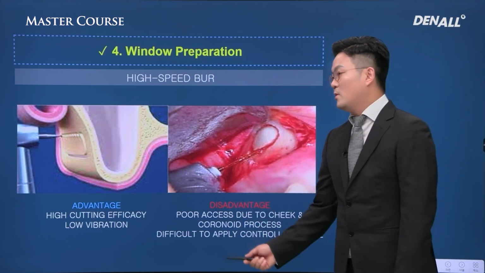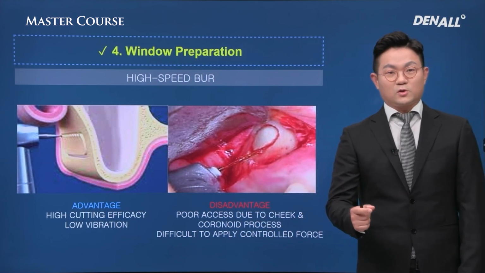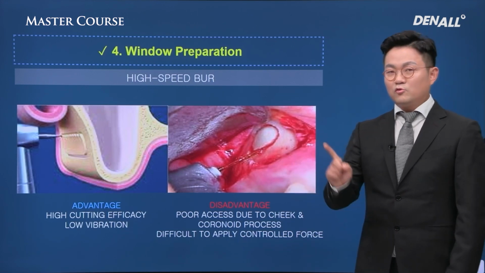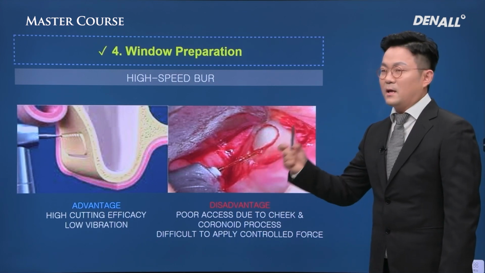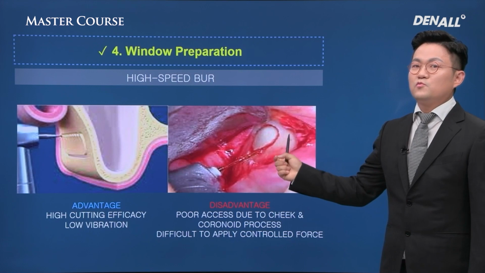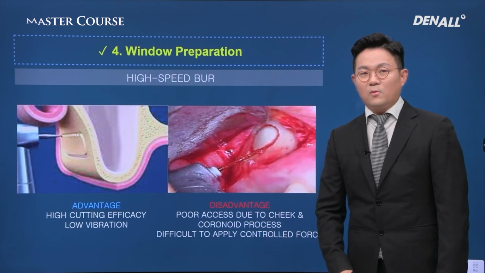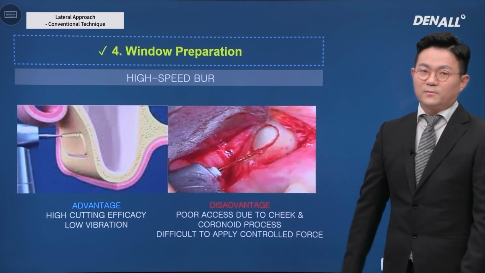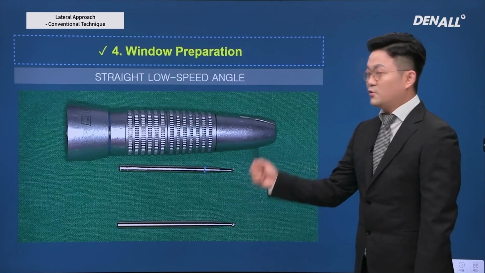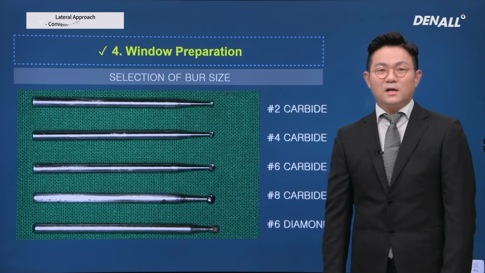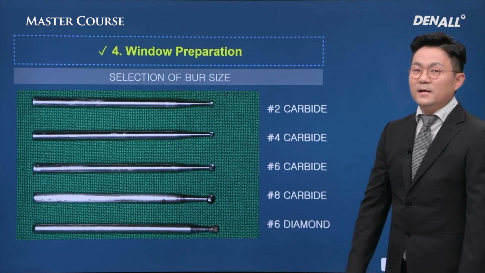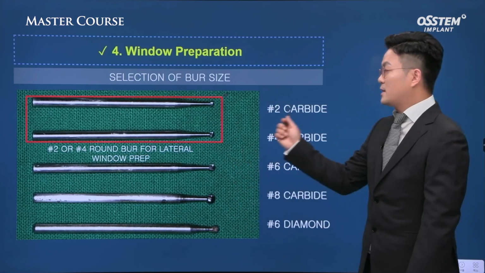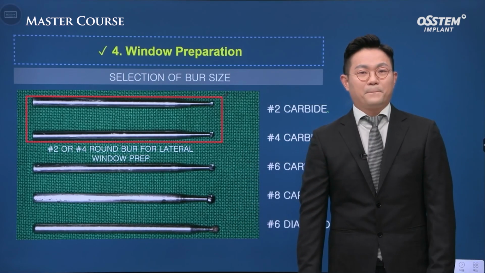High speed bur, sometimes it's a clean cut and has a higher vibration, but the disadvantage is that there is a curve. So when you access here, cheek or zygoma can be damaged. So it's hard to access very correctly. So it's difficult to apply controlling force. So if possible, I use the straight low speed piece. That's my recommendation. There are different sizes. You start off with number 4 or number 6, and once you become comfortable, move to number 2. I believe that is the best approach.